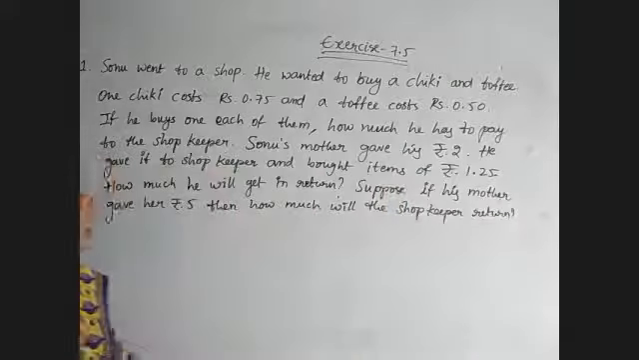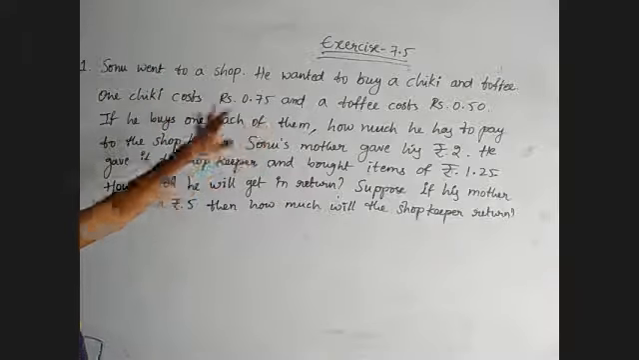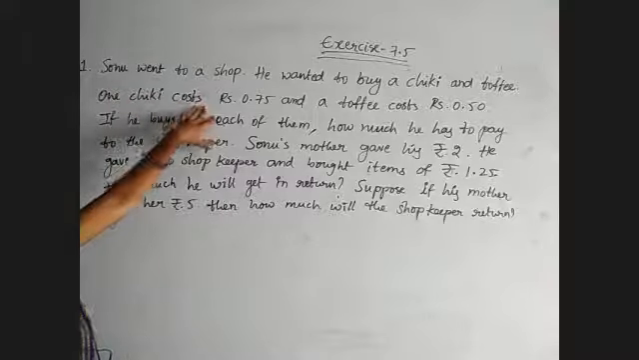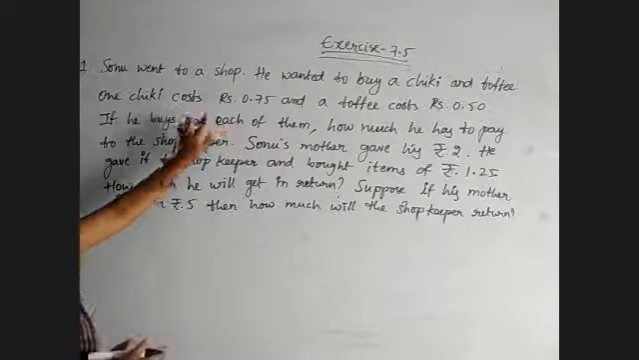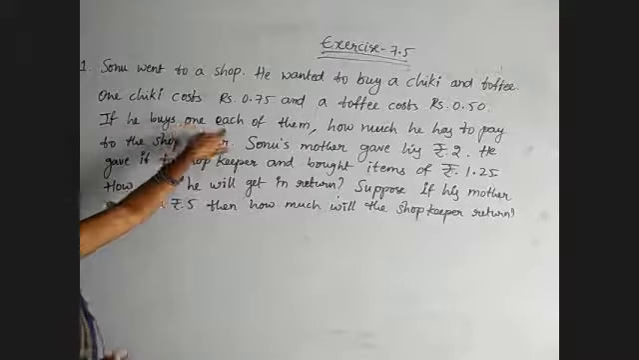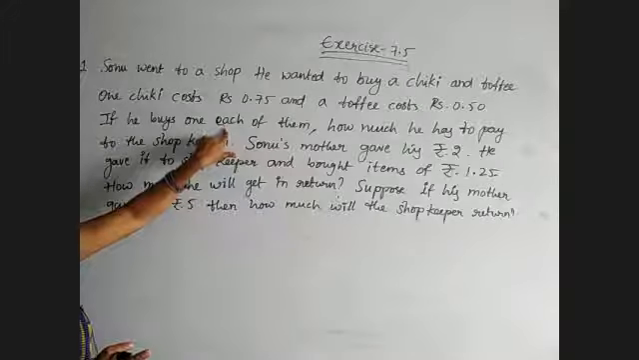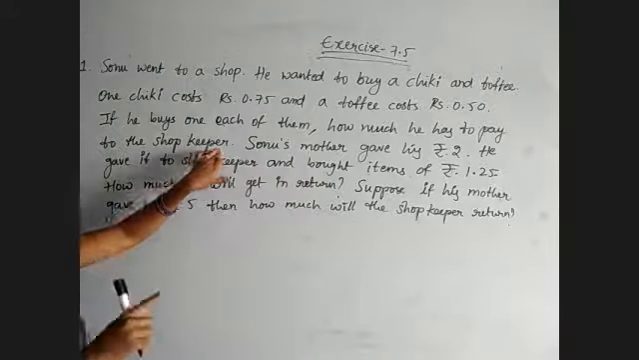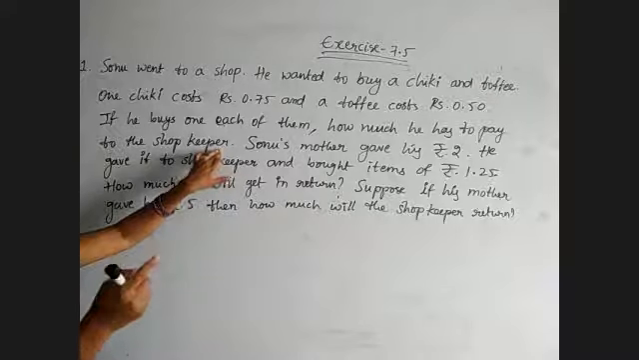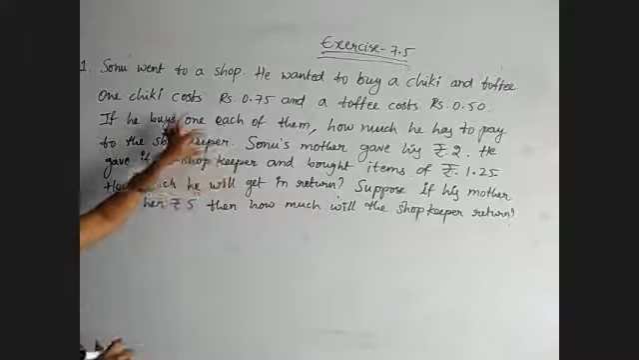Okay, observe the question here. Sonu went to a shop. He wanted to buy a chicky and toffee. One chicky costs 0.75 rupees and one toffee costs 0.50 rupees. So from these sentences, they have mentioned the cost of chicky and toffee. Then if he buys one each of them, that means one chicky and one toffee, how much does he have to pay to the shopkeeper in total? Whatever the cost of one toffee and one chicky is, he has to pay the sum of those two costs to the shopkeeper. So for this first problem we must find the sum of those two values.